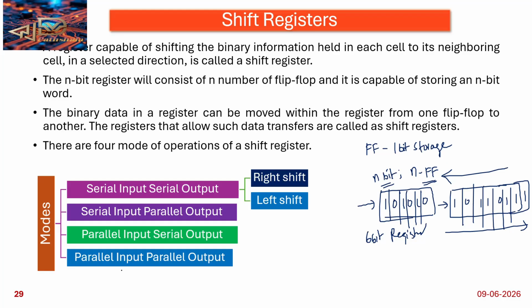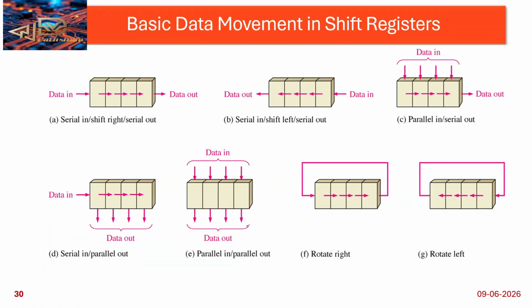One is called serial in serial out register. In this serial in serial out we have two types: one is the right shift register and the other is the left shift register. And then serial in parallel out, parallel in serial out, and parallel in parallel out. So four types of registers are available, and we will discuss them one by one.